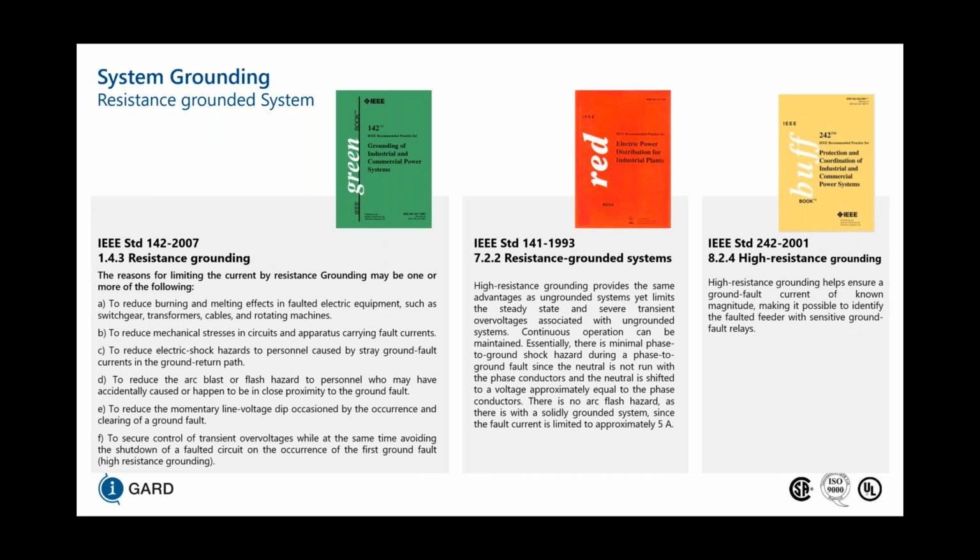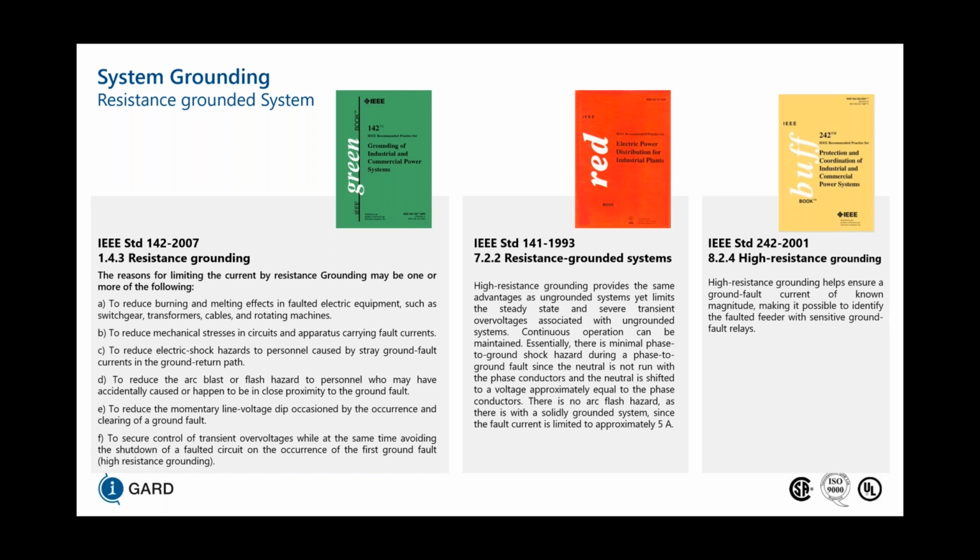So here are some references from the IEEE Green, Red, and Buff books. On the left-hand side, we can see that the Green Book specifies quite a bit of information. To reduce burning and melting effects in faulted electrical equipment, such as switchgear, transformers, cables, and rotating machines, since we're limiting that fault current to a specific value, the resulting current is manageable to the switchgear, transformer, the cables, and the loads.